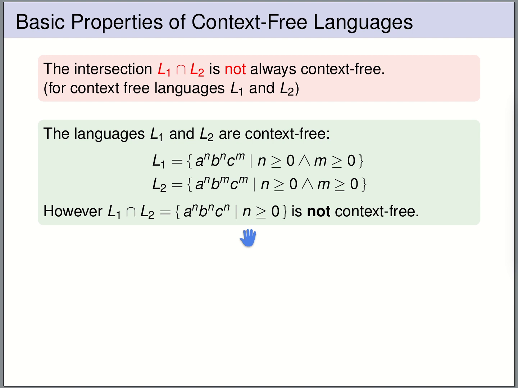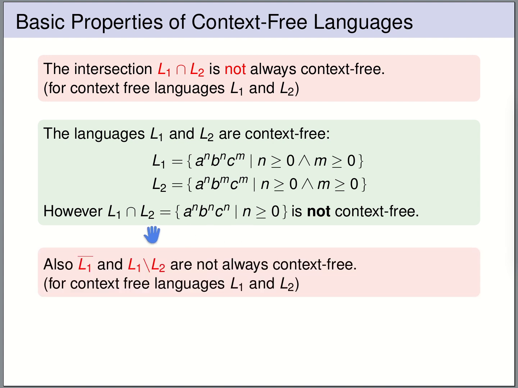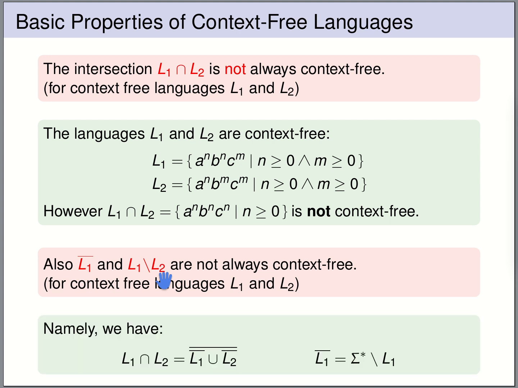So the intersection of context-free languages is not necessarily context-free. And because of this, we may also conclude that the complement of a context-free language is not always context-free. And also the difference of context-free languages is not always context-free. How can we conclude that?